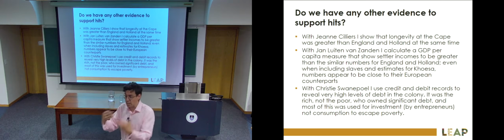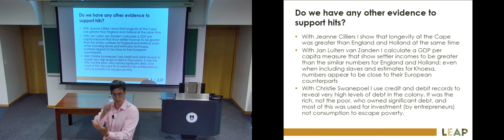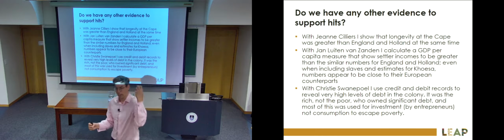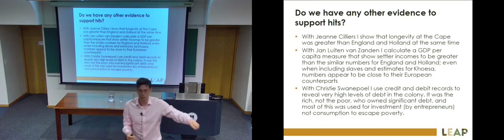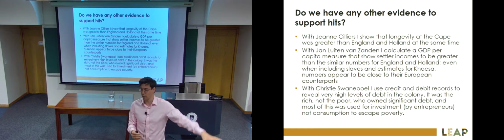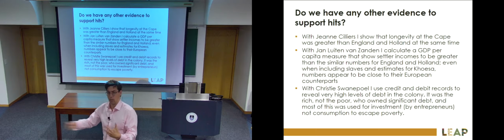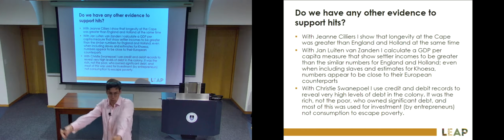And you can actually see what they use it for, because the records say this loan was for this. You can see that it's not for consumption. It's not that they're incurring debt to buy household goods that they need now to survive. They're buying it to invest. Often they invest in slaves. But they're buying it for productive purposes, right?